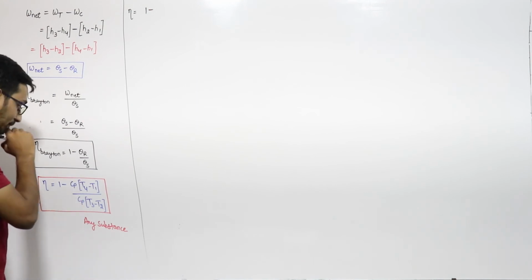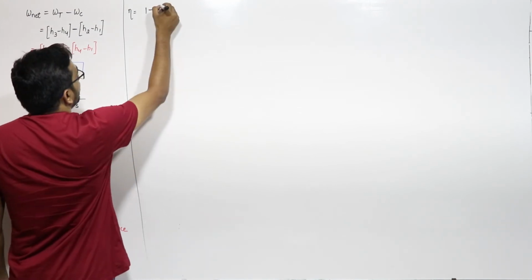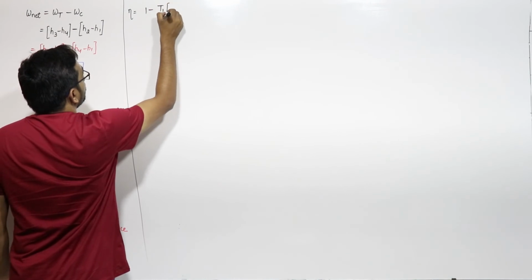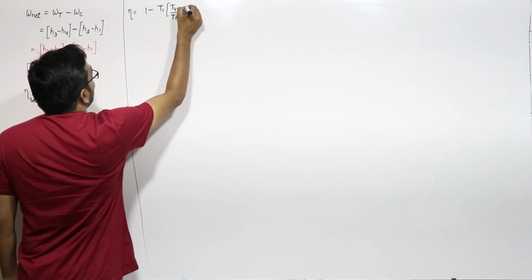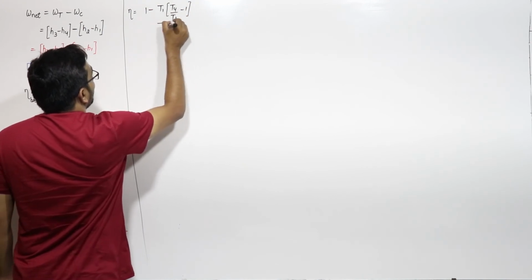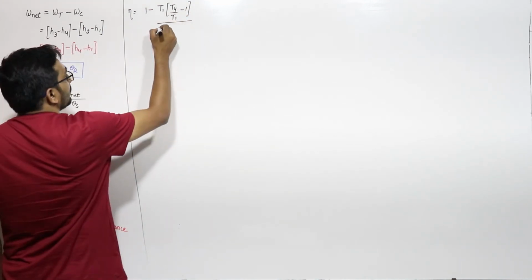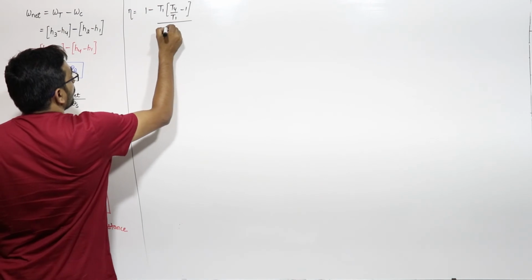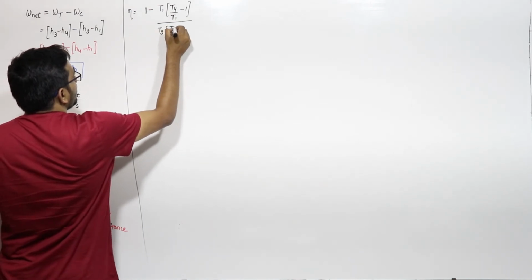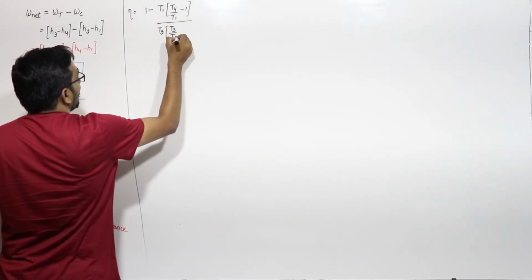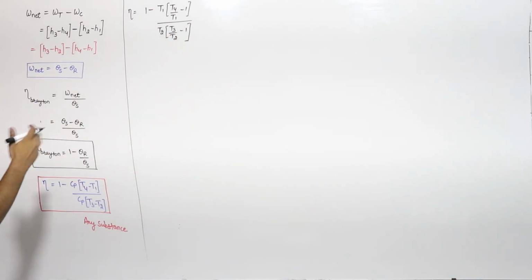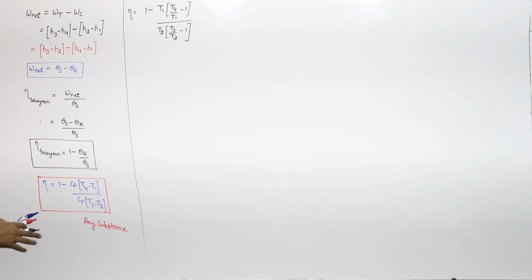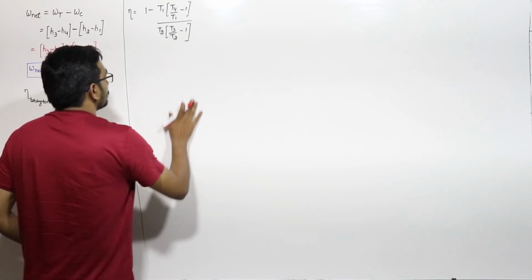Now efficiency will be equal to 1 minus, Cp will be cancelled out. If I take T1 common from here, this will be T1 into T4 by T1 minus 1, divided by, if I take T2 common, then T2 into T3 by T2 minus 1, right? This will be the formula if I take T1 and T2 common from the numerator and denominator.